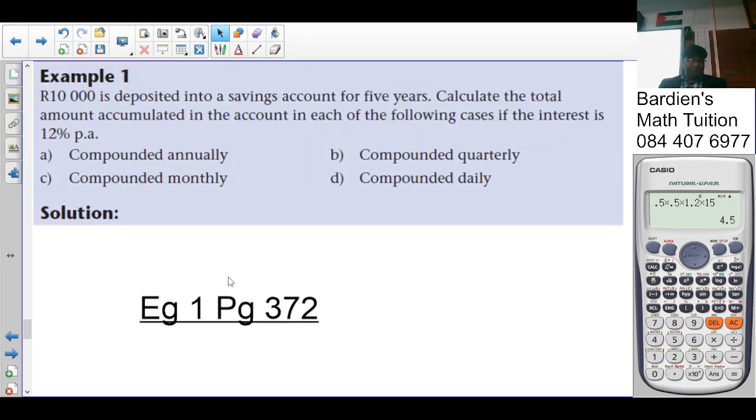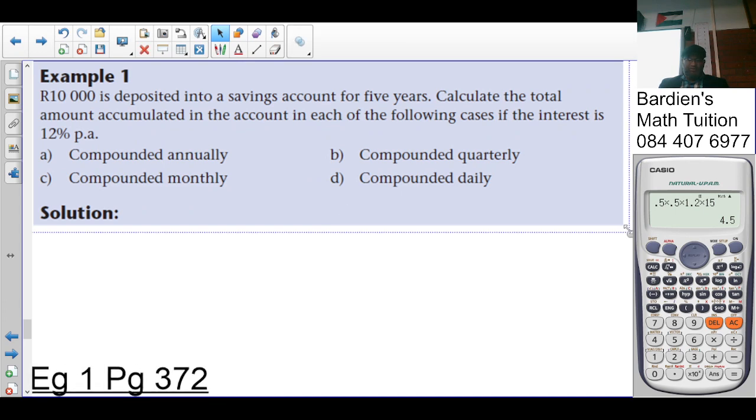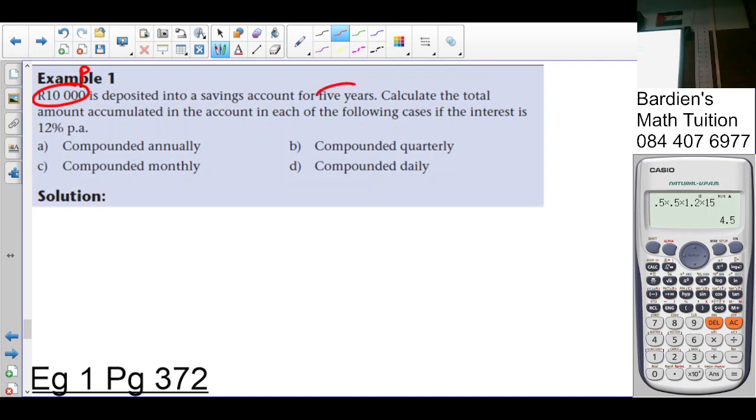Okay. So we're looking at example 1, and this is on page 372. Here we are told that 10,000 rand is deposited into a savings account for 5 years. So which value will be the 10,000 rand? Your P value. Deposited into the savings account for 5 years. So what's going to be 5? Your N. Okay. Calculate the total amount accumulated in the account in each of the following cases.